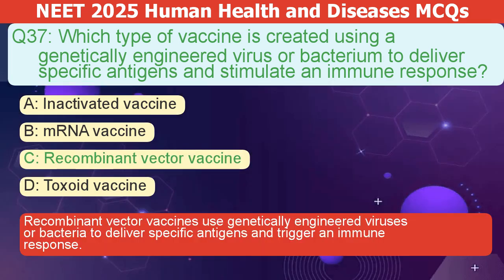The correct answer is C. Recombinant vector vaccines use genetically engineered viruses or bacteria to deliver specific antigens and trigger an immune response.